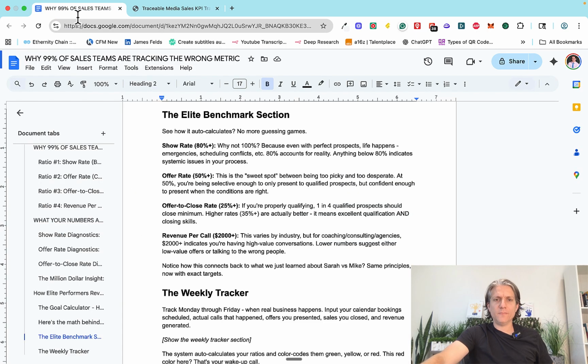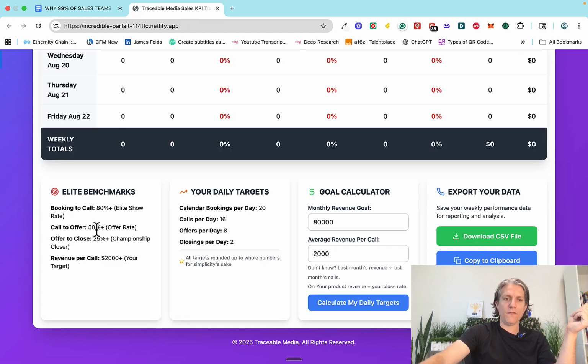Offer rate is next. This is the sweet spot, 50%. Below that you could be too picky, above it you could be too desperate. You want to be selective enough to only present to qualified prospects, but confident enough to present when the conditions are right. So that's right here, the offer rate.